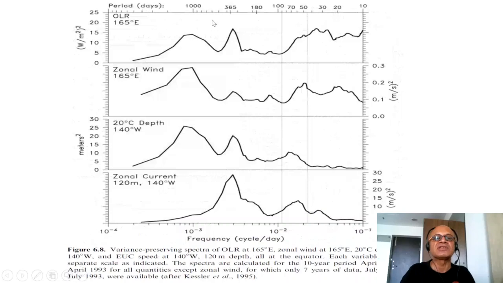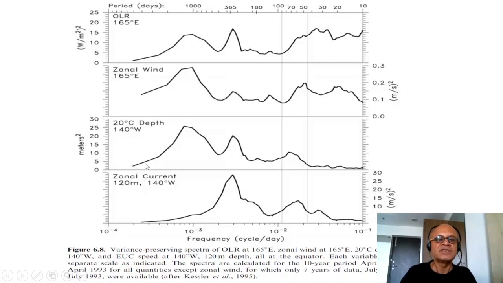This is just another example showing OLR at 165 east, showing the annual cycle, lower frequencies, and intra-seasonal timescales. Zonal wind at 165 east at the same location has the lower frequencies, but the annual cycle is weaker in the west, and intra-seasonal amplitude is larger. These are basically variance preserving spectra.